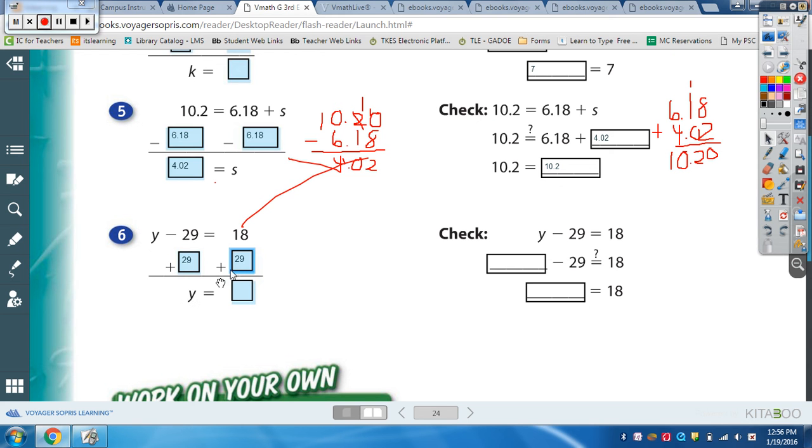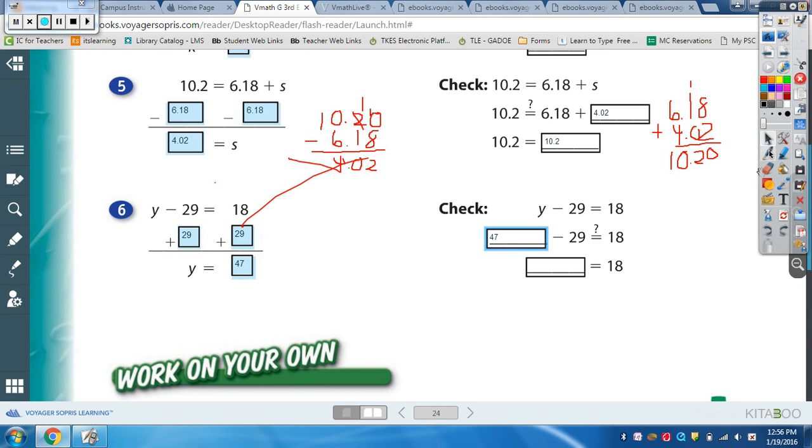So we bring down the y. So now y equals 18 plus 29. Well, 8 plus 9 is 17, and we carry our 1, so our answer is 47. And we can once again easily check this by substituting 47 wherever we find a y in our equation. So therefore, y minus 29 equals 18 will be 47 minus 29 equals 18.